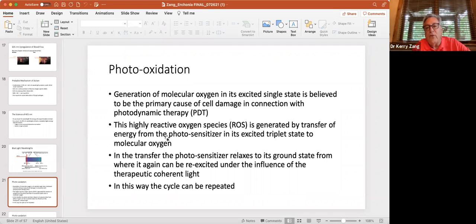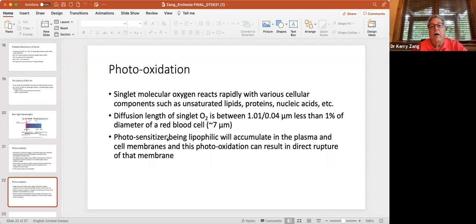It's the oxygen, the transfer, that relaxes to its ground state, from where it can be re-excited under the influence of coherent light. The cycle is repeated. And so when you're treating these patients for 12 minutes, you get 12 minutes of constant therapeutics to the entire nail surface and germinal layer.